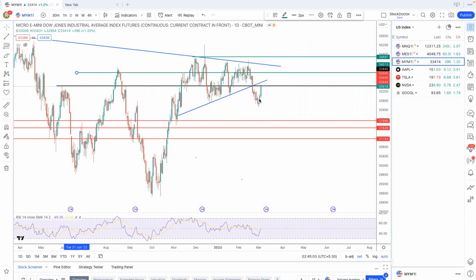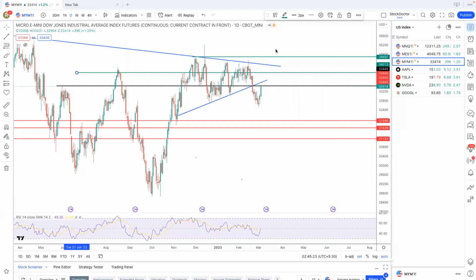Now, on the contrary, if it starts trading and sustaining below 33400, then again you can see this kind of downside, right? First target it should show is something around 32800, and then these downsides. Okay, so these are the levels for all these three indexes.